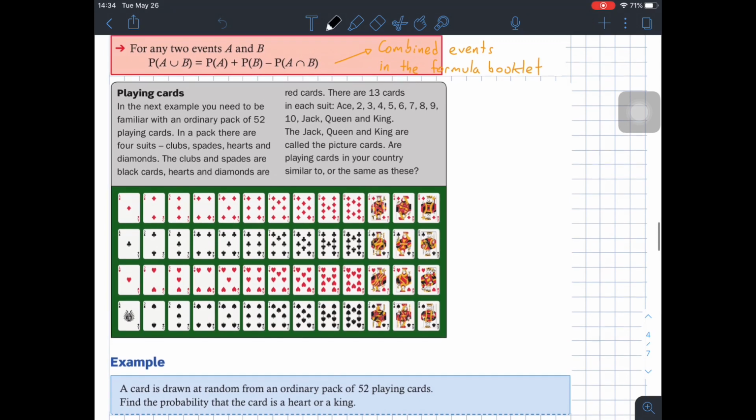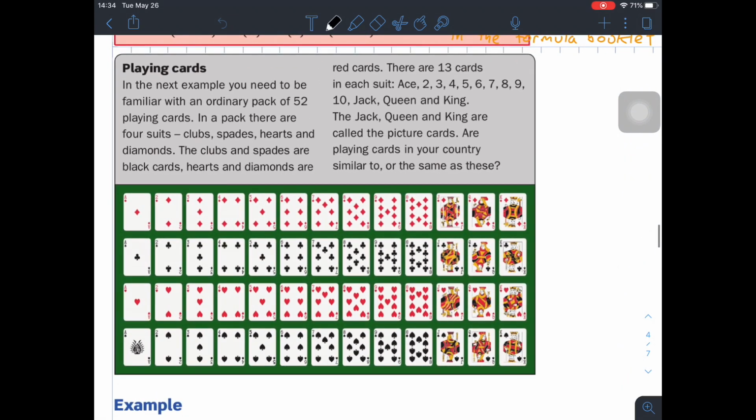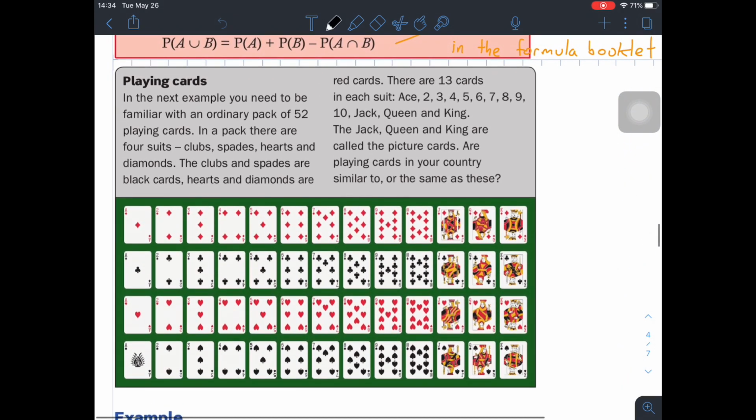But before doing the examples, this is something basic that I assume that all of you know, but in case you don't know this, this is how a deck of cards is organized. It says, in the next example, you need to be familiar with an ordinary pack of 52 playing cards. In a pack, there are 4 suits, like 4 different shapes, right? Which are clubs, spades, hearts, this one, and diamonds, okay? 4 different types of cards.